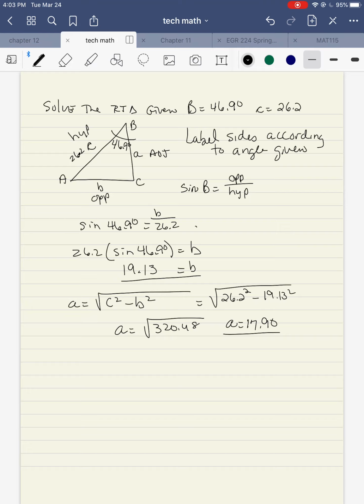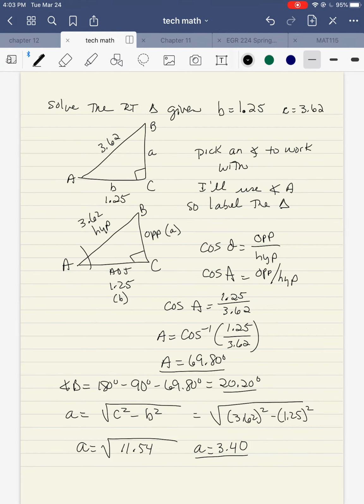So now I have side C and side B. I can use the Pythagorean theorem to find side A. Side A is going to be equal to the square root of C squared minus B squared. So putting my numbers in, 26.2 squared minus 19.13 squared. Subtracting those, I get 320.48. Taking the square root of that, I get side A is 17.9.